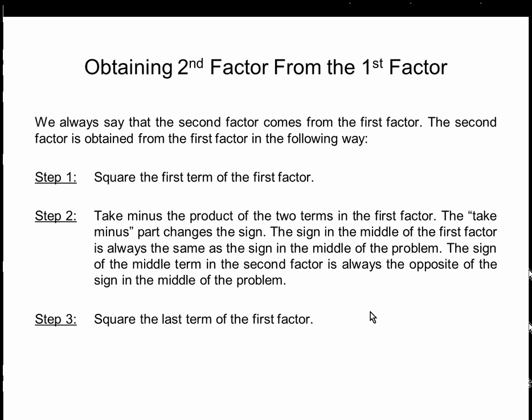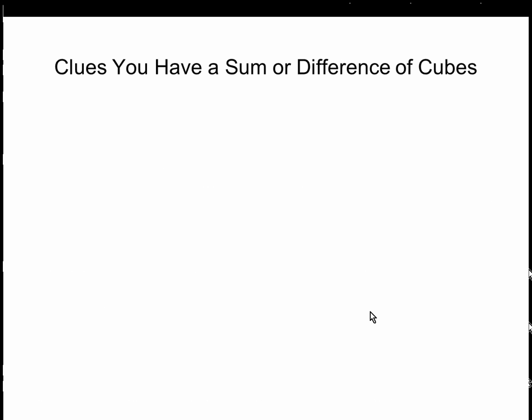Now, how do you know if you have a cube? So again, typically the second factor will not factor any further. Okay, it typically won't, so don't strain your brain trying to figure it out. So clues, you have a sum or difference of cubes. Again, it's a sum or a difference, so we can't just go by a minus sign. First clue, you have two terms.